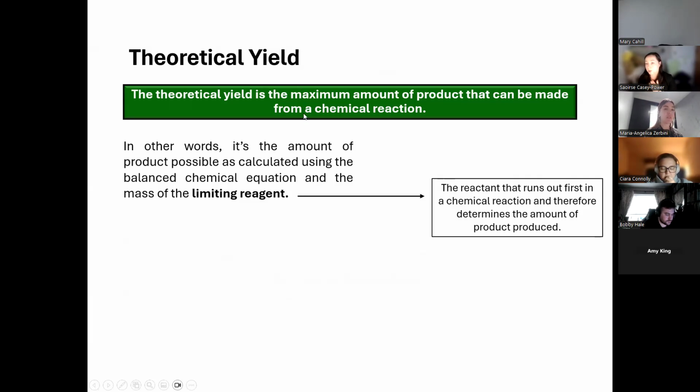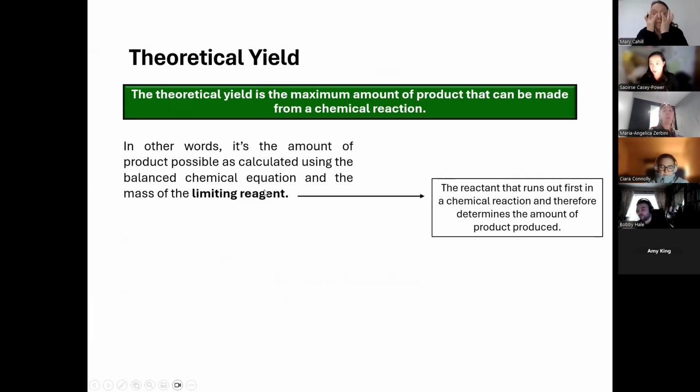Okay, so it's the maximum amount of product that can be made from a chemical reaction. So in other words, it's the amount of product possible as calculated from the balanced chemical equation. So very similar to what we've just done this evening, looking at the ratios between our reactants and our products, and the mass of what's called the limiting reagent.